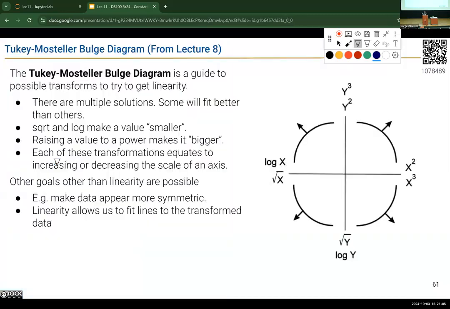Remember what we had in transformation, which was that I had this Tukey-Mosteller bulge diagram, or we had a way of thinking about how to transform different axes so that the data is linearized. So the transformed version of X with respect to the transformed version of Y is showing a linear relationship, which means that at that point you can use a regression line or regression modeling for your modeling purposes.